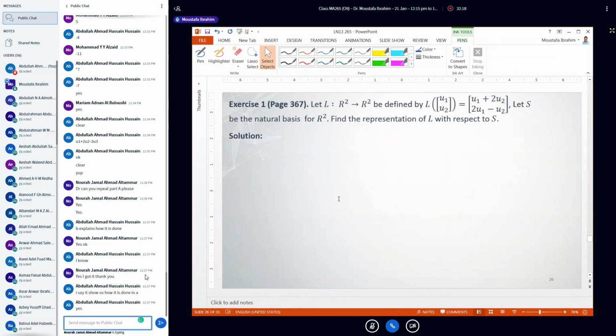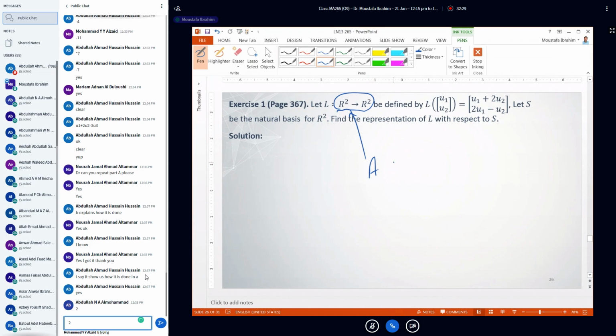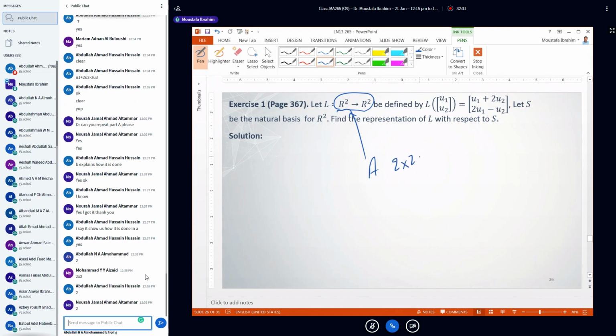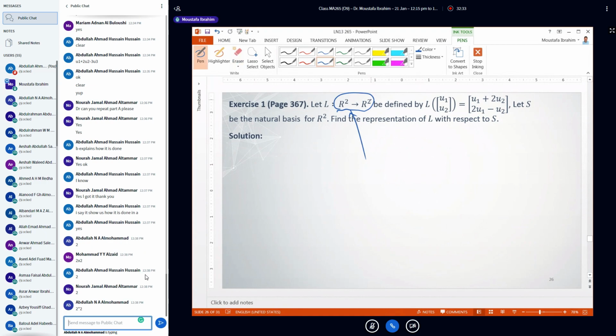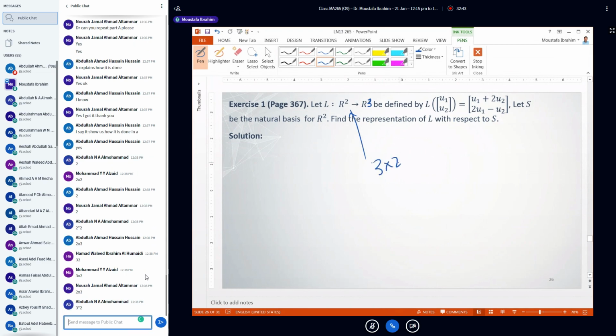So, guys, here what do we have? We have L from R2 to R2. Here, tell me, the standard matrix A will be which size? 2 by 2. Very good. So it's 2 by 2. If I have here 2 and 3, it will be 2 by 3 or 3 by 2? 3 by 2, very good. No, 3 by 2, Nora. Always 3 by 2. The last multiplies first.